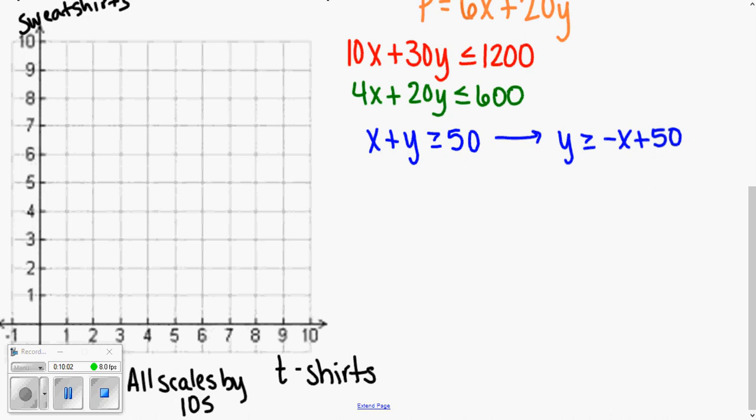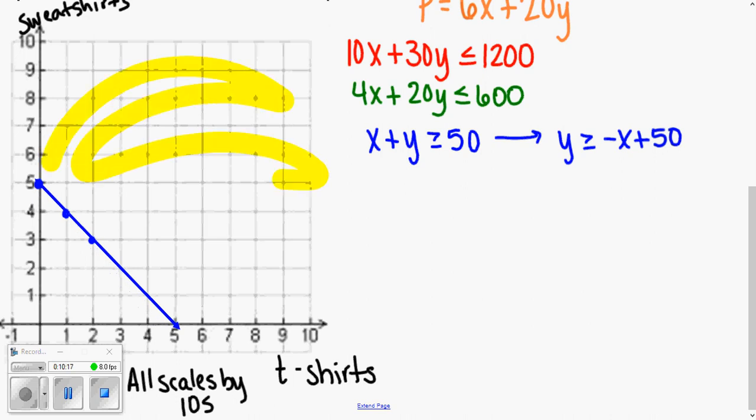So for that blue line, I'm going to start up 5 and go down 1 over 1. My slope is negative. And at this point, my feasible region is going to be above that. So at this point, I've got all of this. It's above the blue line. It's not something we're used to. Just keep that in mind. I've got a feasible region that's above the blue line.